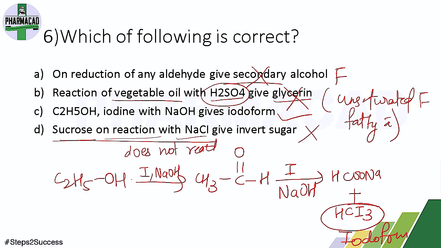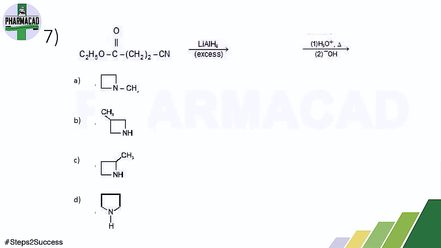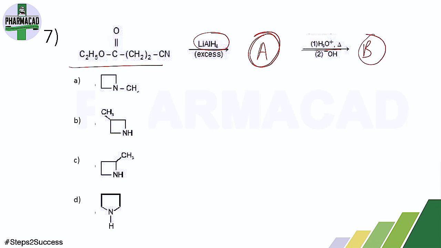So which one is the correct? C2H5OH, that is ethanol, with iodine and NaOH gives the iodoform. Next question. This is treated with LiAlH4 and we get A, and when A is treated with this we get B. We have to find out B.